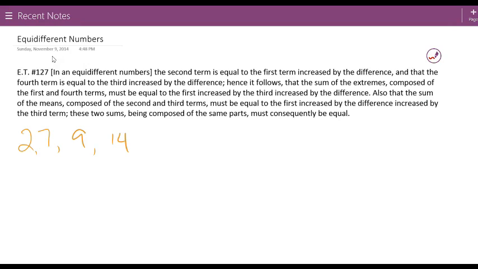Today we're going to talk about equidifferent numbers as discussed in elementary treatise number 1, section 127. In section 127 it says, in equidifferent numbers, the second term is equal to the first term increased by the difference, and the fourth term is equal to the third term increased by the difference.